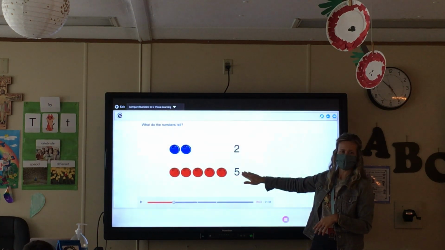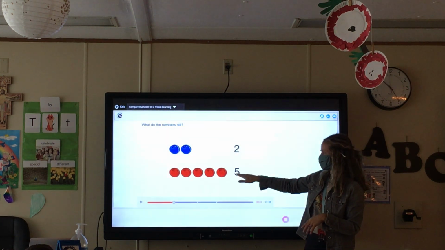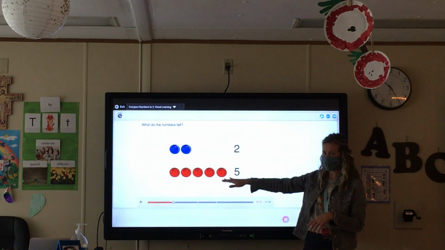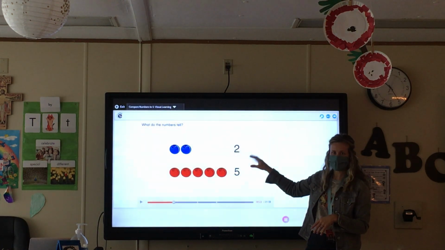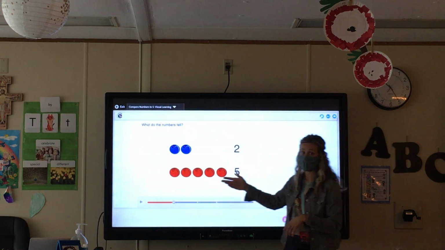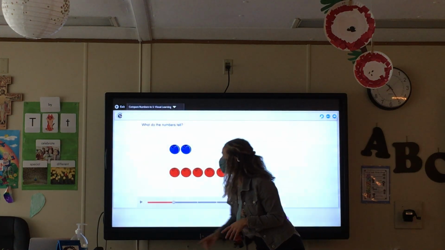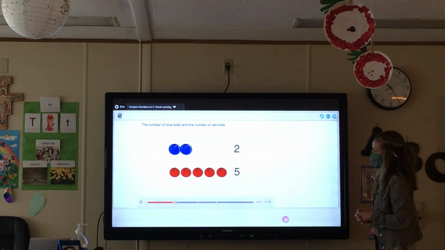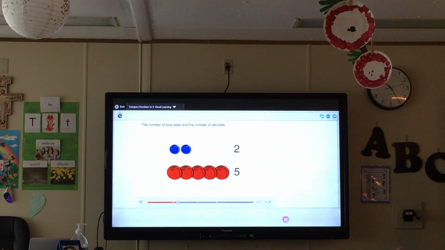Okay, what number do you see here? 5. 5 represents these red marbles, okay? So you have an amount and we have a number to represent how many that we have counted and how many that we see. The number of blue balls and the number of red balls.